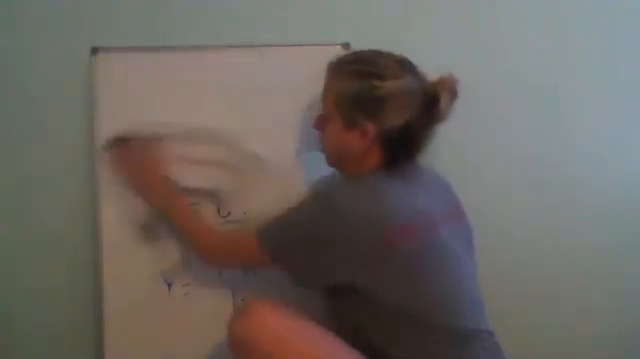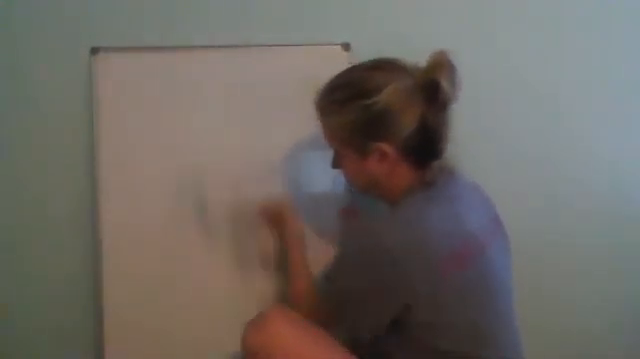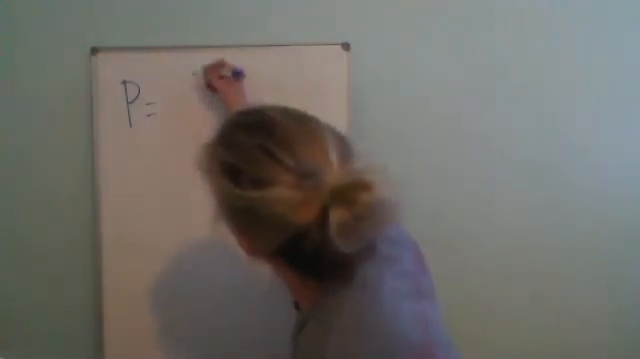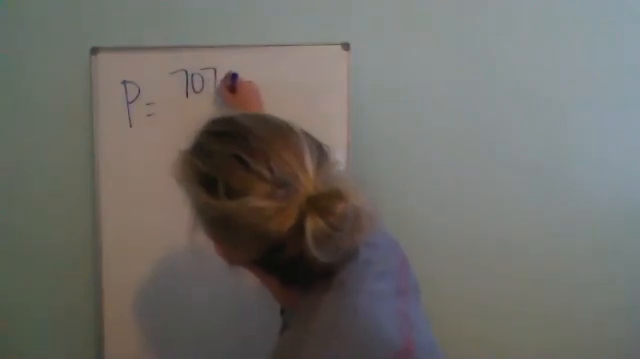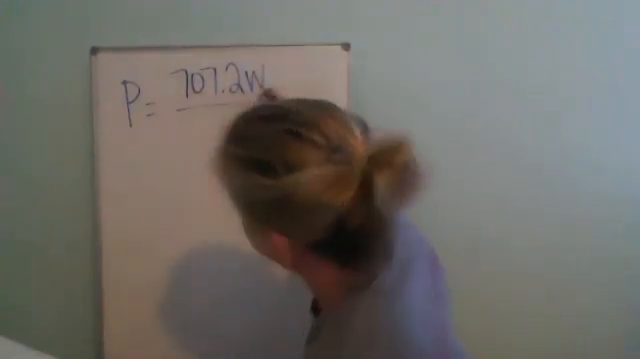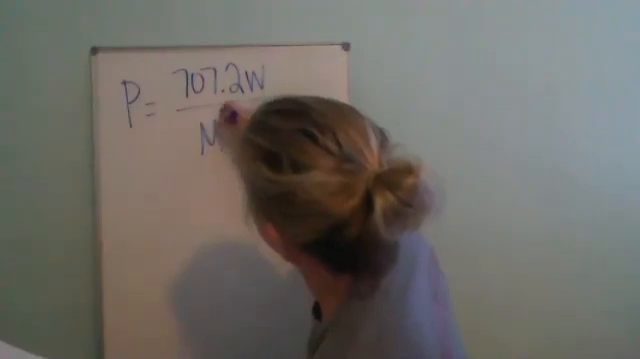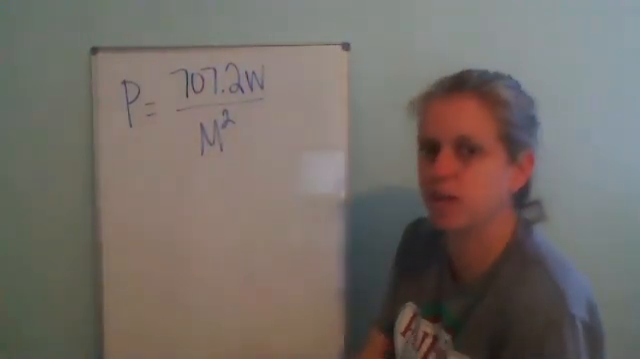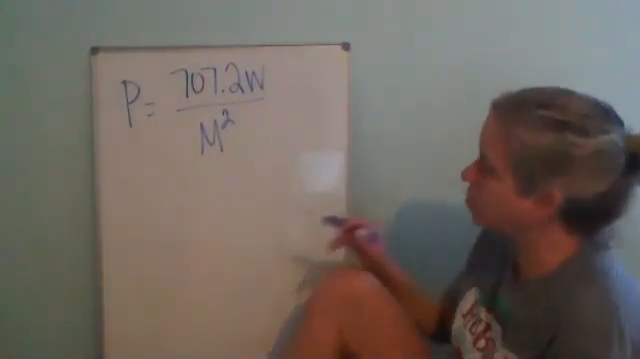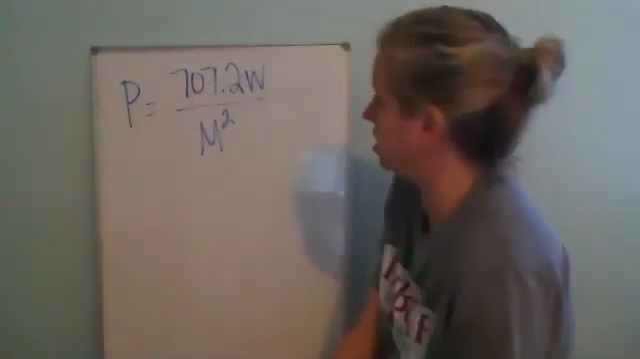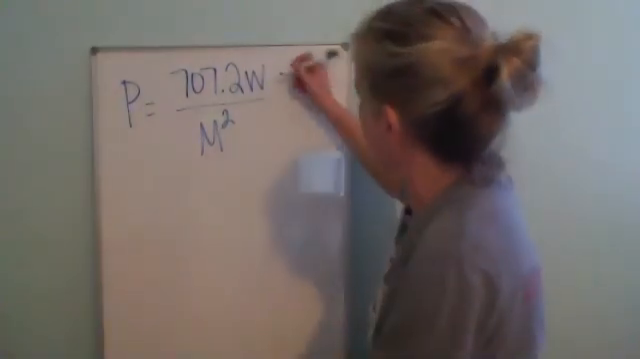All right, last one. P equals 707.2 W over m squared, and it wants me to solve for m squared. But again, I'm not going to worry about that yet. I can see that m squared here is my only denominator. So let's multiply both sides by m squared.